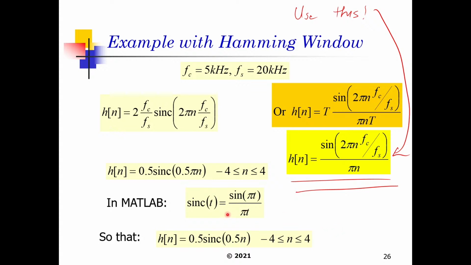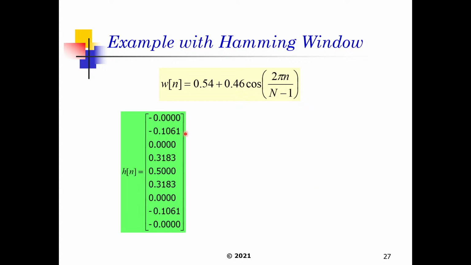So basically, we can just say, because in MATLAB here it's going to be sinc of t equal to sine pi of t divided by pi of t equivalently. The shorthand version of writing this is h of n equal to 0.5 sinc of 0.5 n, where n goes from -4 to +4. But like I said, don't use the sinc function in MATLAB. Use this yellow form here in particular. Once you use this yellow form here and you evaluate your h of n, you want to get a nice vector of values here where the indices go from -4 to +4 for n.